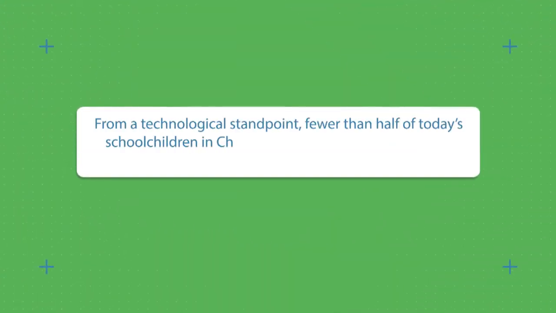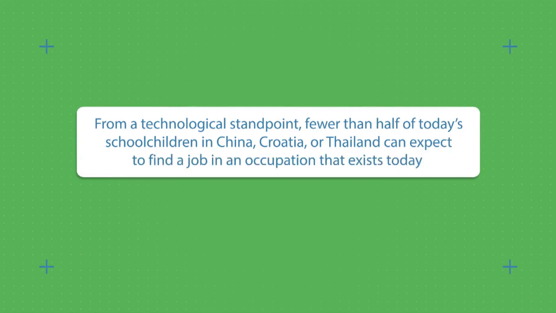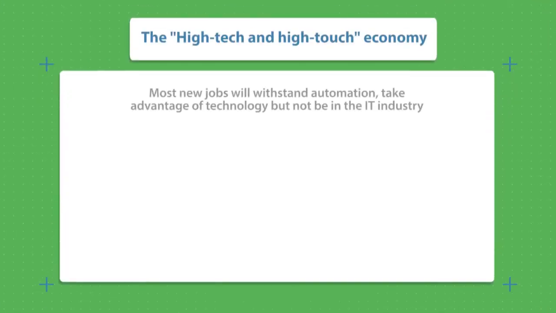But these opportunities come hand in hand with fundamental and rapid changes in the world of work, as digital technologies increase the demand for advanced skills, and many skills quickly become obsolete. From a technological standpoint, fewer than half of today's school children in China, Croatia, or Thailand can expect to find a job in an occupation that exists today. But more than jobs disappearing, they will be transformed.